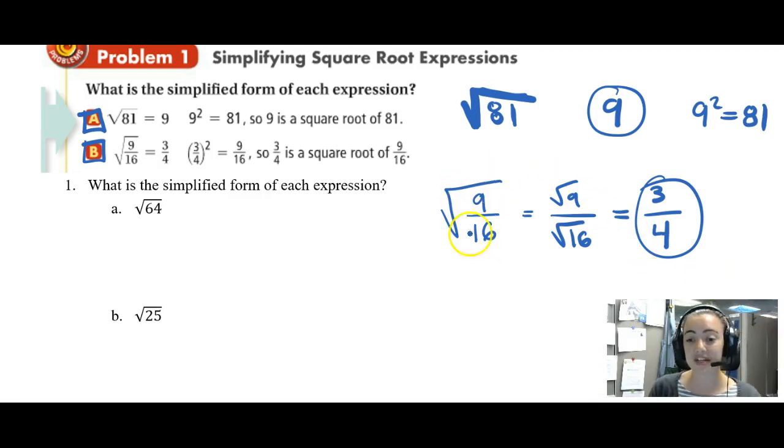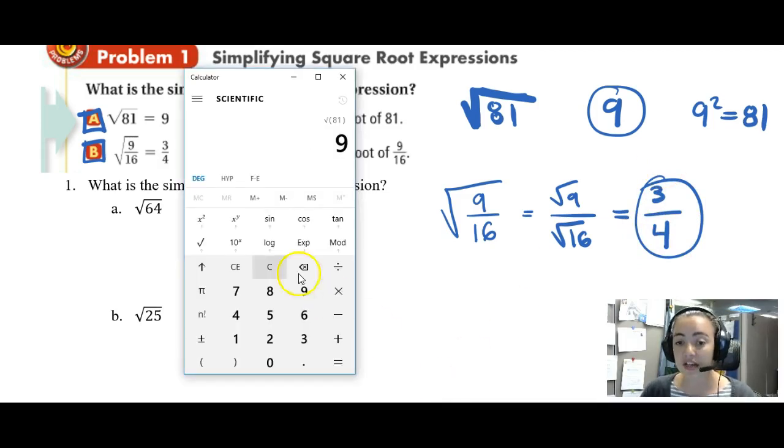Make sure, since it's given in a fraction, you keep it as a fraction. So if you use your calculator, it can help you either check your answer or give you an idea of where to start, but don't write down the decimal approximation. So if you do 9 divided by 16 and then take the square root, you get 0.75. We know that 0.75 is 3/4.